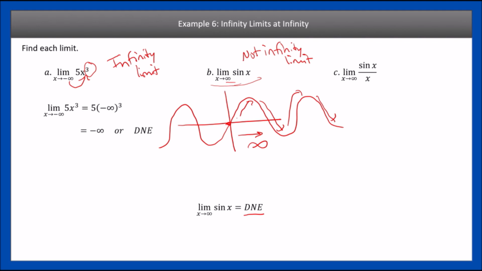So for C, however, you're actually going to get a value here, and we're going to show you why you get a value for this one, okay?